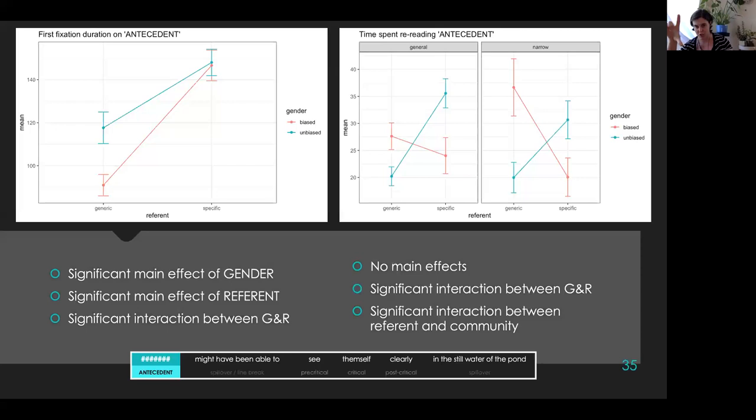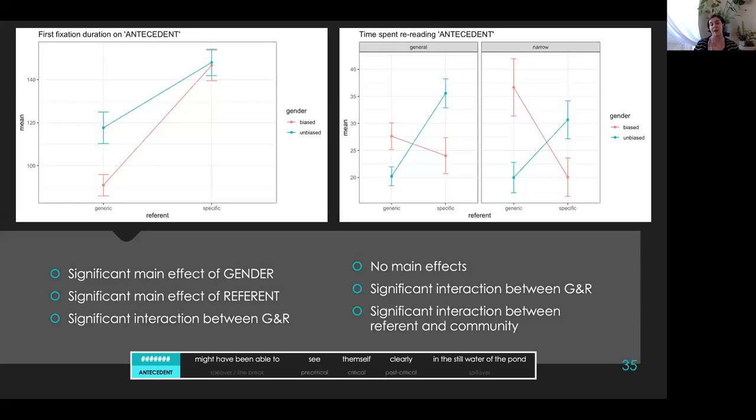which is odd considering that we don't see any difference between biased and unbiased antecedents in first fixation times. So what this could be is that once we get to the word themselves, which is consistent across all these conditions, we actually are seeing an easier connection between a biased name and themselves, which is kind of the opposite of what you'd expect. So this is saying that "Chloe might have been able to see themselves clearly" is reread for a shorter time than "Taylor might have been able to see themselves clearly."